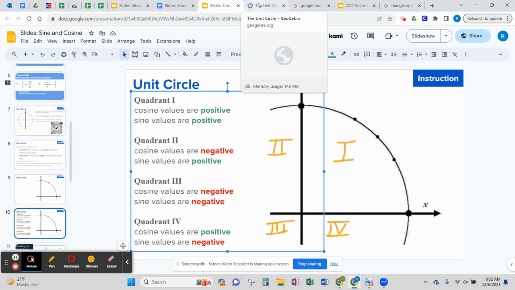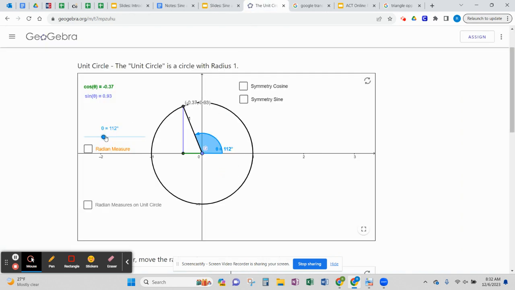As I rotate into the third quadrant, so I dip below my x-axis for the first time, notice now how both my sine and my cosine are negative. And finally, as I go into my fourth quadrant, that last one, my cosine value is positive, but my sine value is negative.